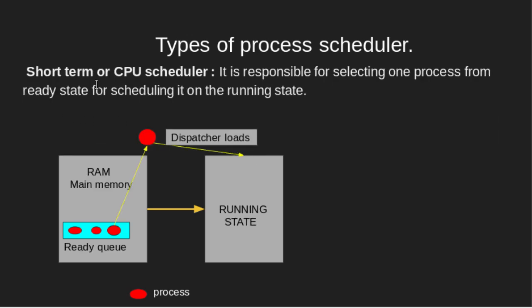Short-term or CPU scheduler. It is responsible for selecting one process from the ready state for scheduling it onto the running state. Note, the short-term scheduler only selects the process to schedule it. It doesn't load the process on the running state. The dispatcher is responsible for loading the process selected by the short-term scheduler onto the CPU.